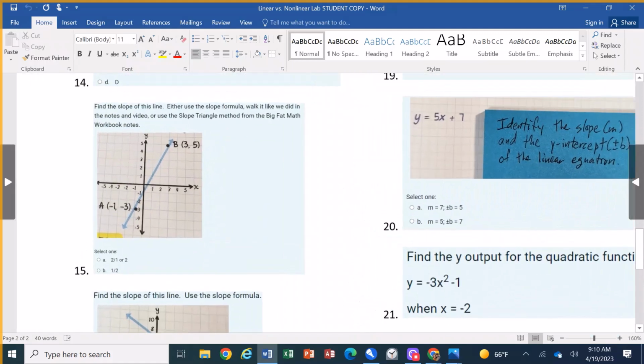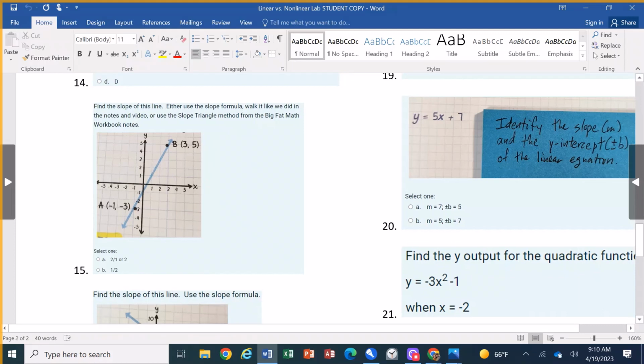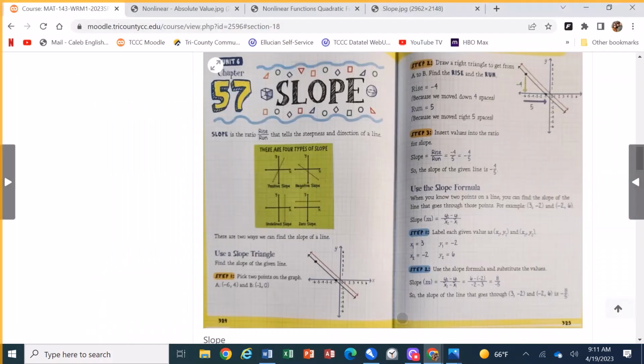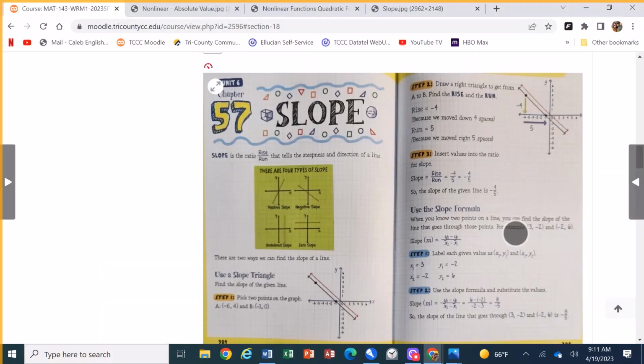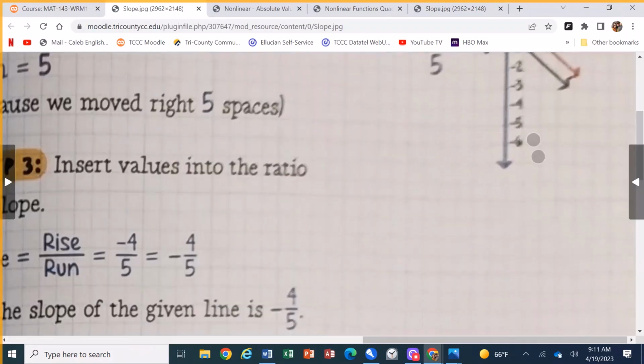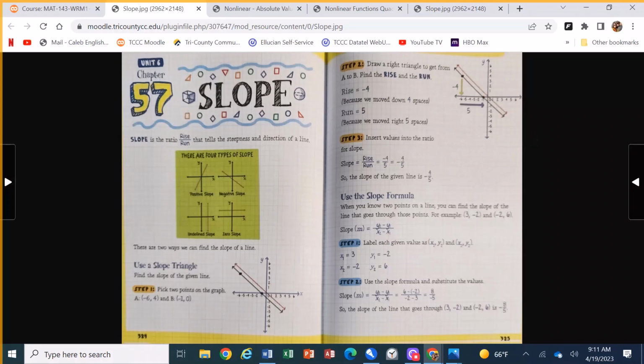15 says, find the slope of this line, either use the slope formula, walk it like we did in the notes in the video, or use the slope triangle method from the Big Fat Math notebook. So the slope triangle is basically what we did when we walked it on Monday. It says, draw a right triangle to get from A to B, find the rise and run. So you see you got these 2 points here.